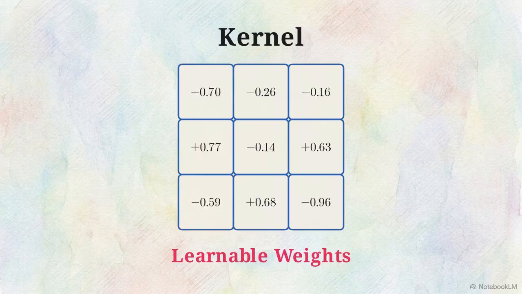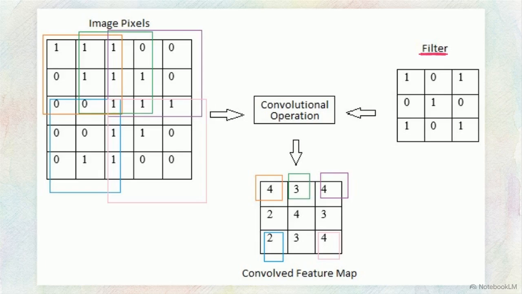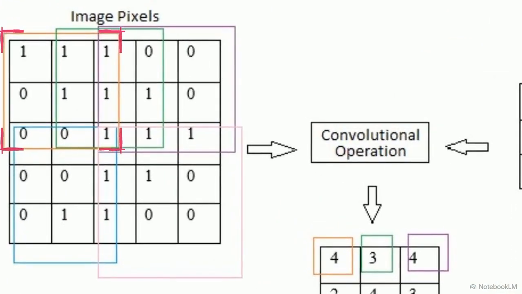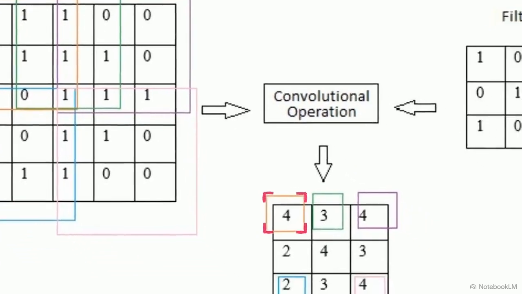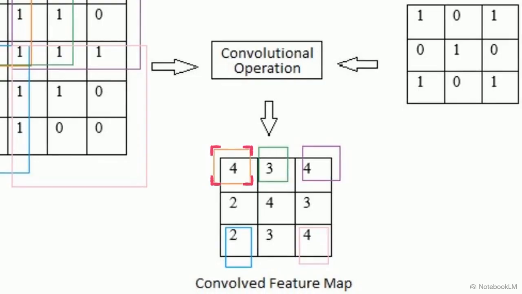called a kernel. A kernel is a small matrix of learnable mathematical weights. This illustration shows a 3x3 filter sliding incrementally across the input image pixels to create a convolved feature map. As the kernel moves, it performs localized dot product calculations on small clusters of pixels. By multiplying the underlying pixels against the kernel's weights, the network produces new numerical values.